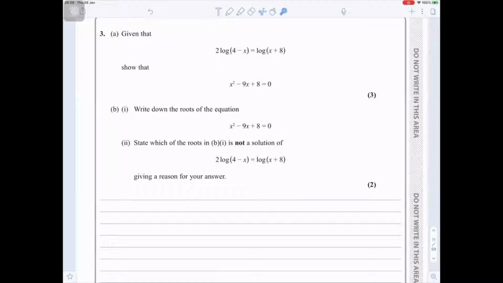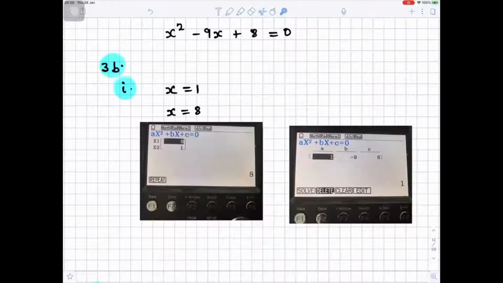Question 3b says, write down the roots of the equation x squared minus 9x plus 8 equals 0. You can factorize it, or you can use a calculator, where a, the number in front of x squared, is 1. The number in front of x, b, is minus 9. The number without x, the constant, is 8. And in the calculator, you get the two answers, 8 and 1. So x equals 1 or x equals 8.